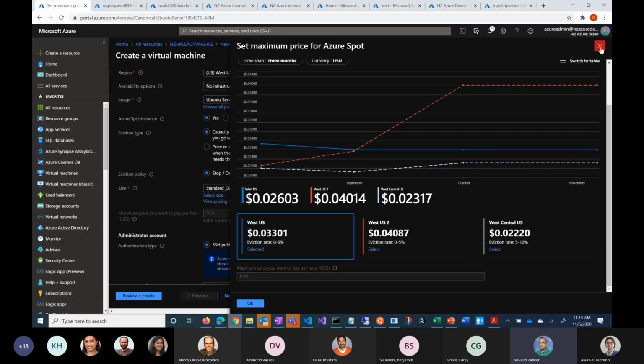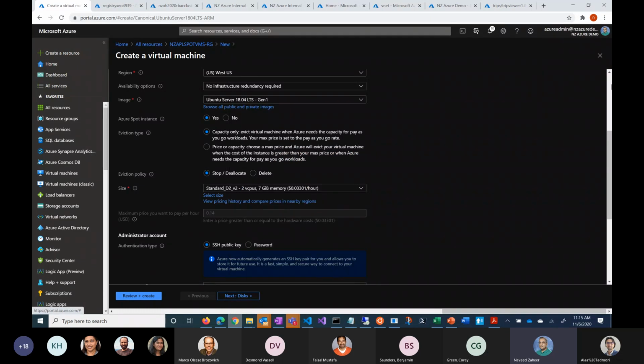And just keep in mind, we used to have low priority virtual machine instances before. Spot instances are a replacement for those. So if you or your customers are using low priority instances, they are being deprecated.